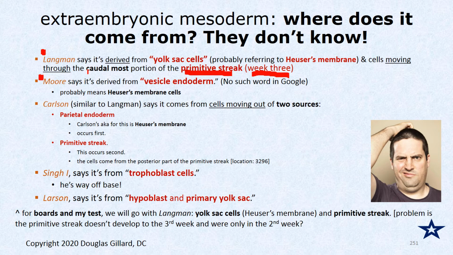The other chiropractic board book, Moore, is completely out to lunch on this. He says they're derived from vesicle endoderm. So if you Google vesicle endoderm, there's no such word in Google. I think he's meaning Heuser's membrane as well. But that needs to be fixed. And I just bought his new book, and it's still not right in that book.